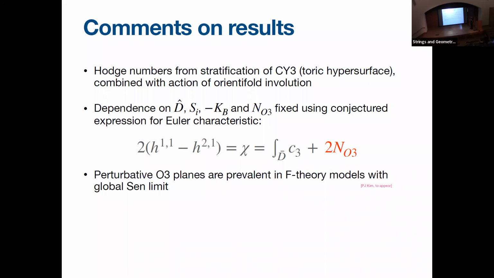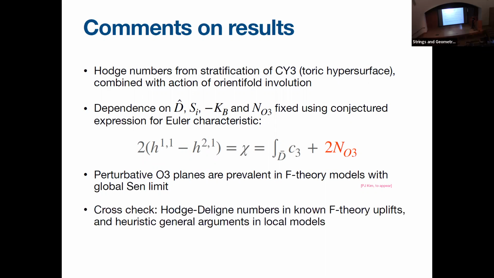And this is important because perturbative O3 planes are actually rather prevalent in F-theory models with a global Sen limit, which are suitable for studying type IIB Calabi-Yau orientifold compactifications. So these are a ubiquitous feature that one can't avoid, and it's necessary to have some expression for the purposes of our formula that computes the Hodge numbers that accounts for the possibility of these physical objects being in the background. And the final comment I'd like to make is that we do a cross-check of this formula.